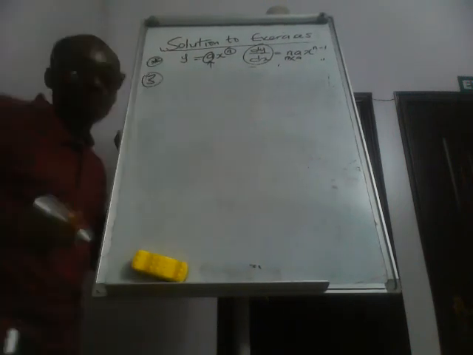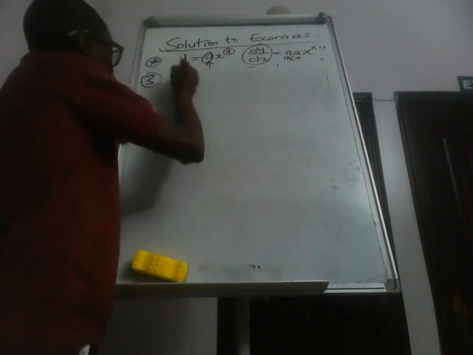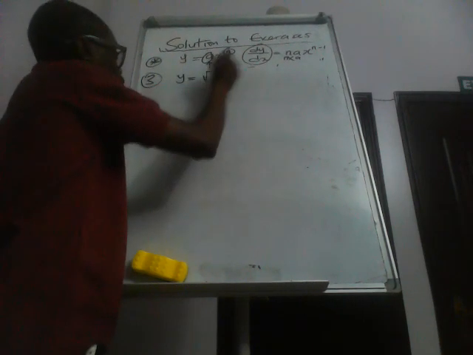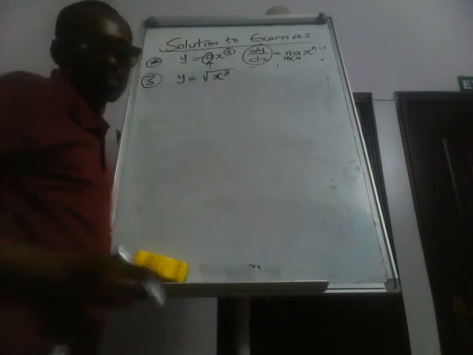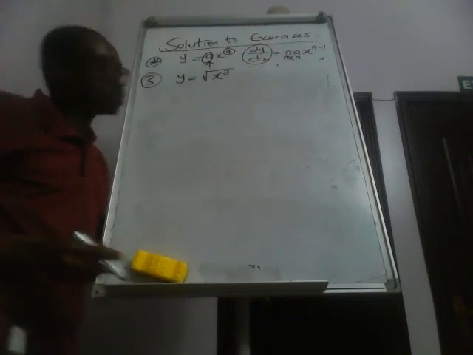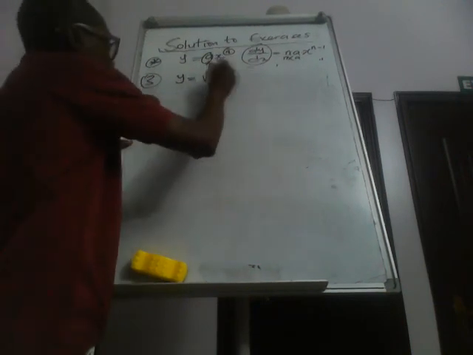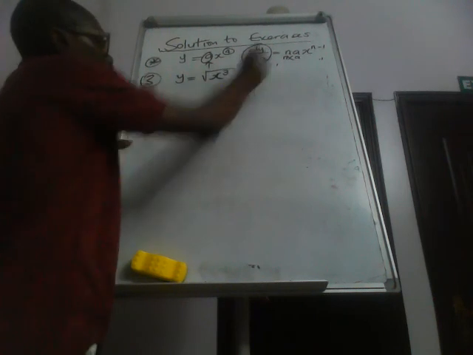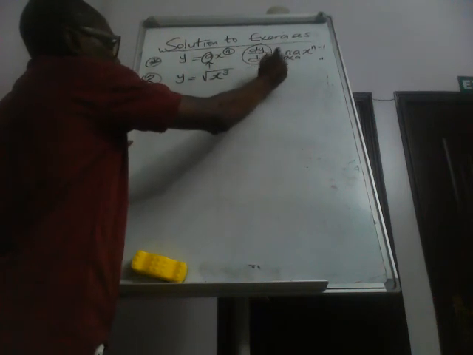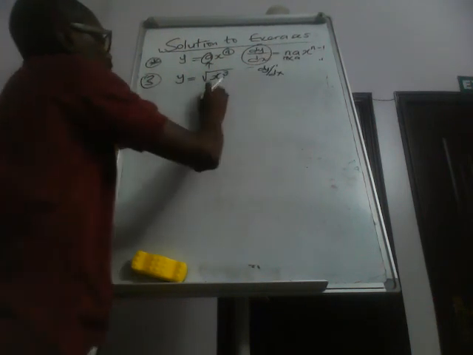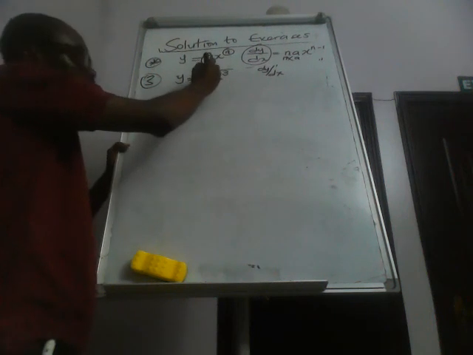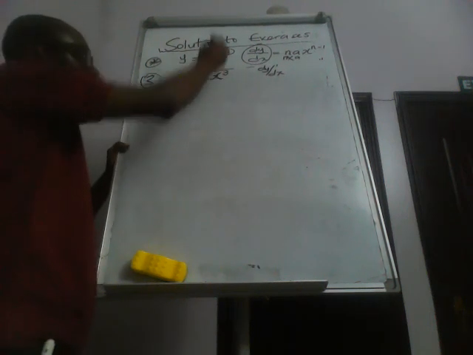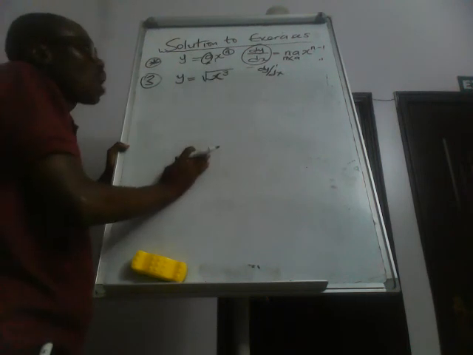The third question for the exercise was y is equals to root x raised to power 3. Find dy/dx. In this instance, we have to express this in such a way that it looks like the general form, which is this one here. So how do we do that?